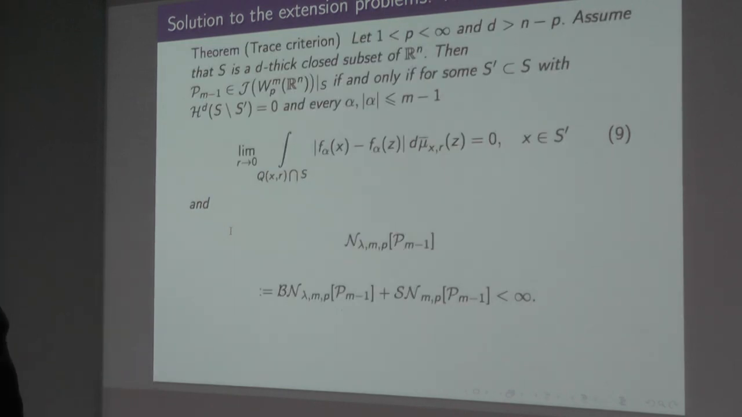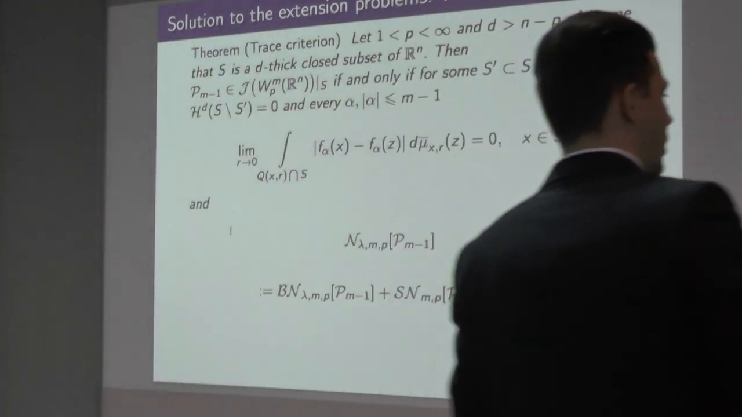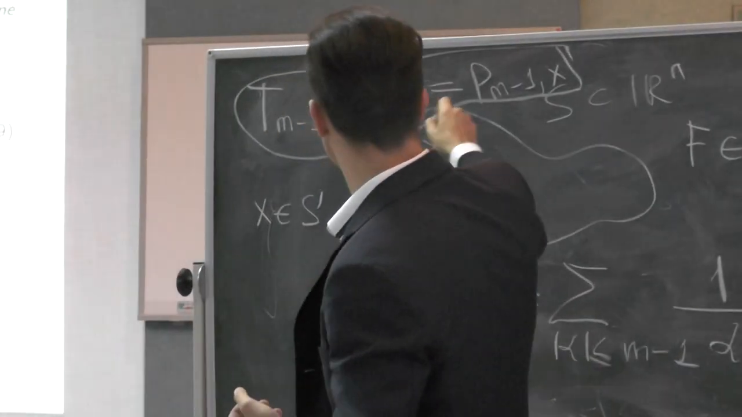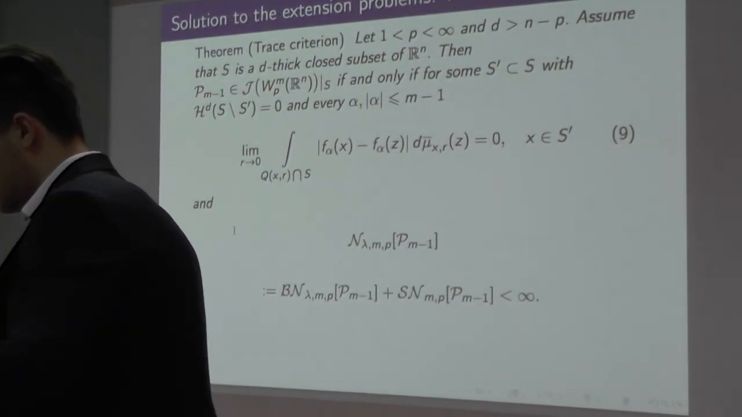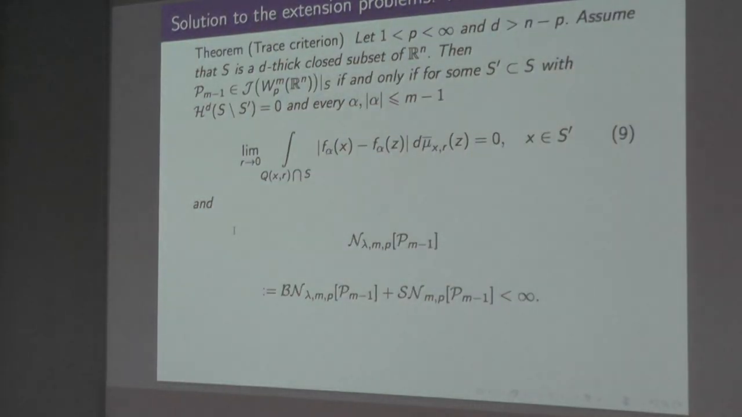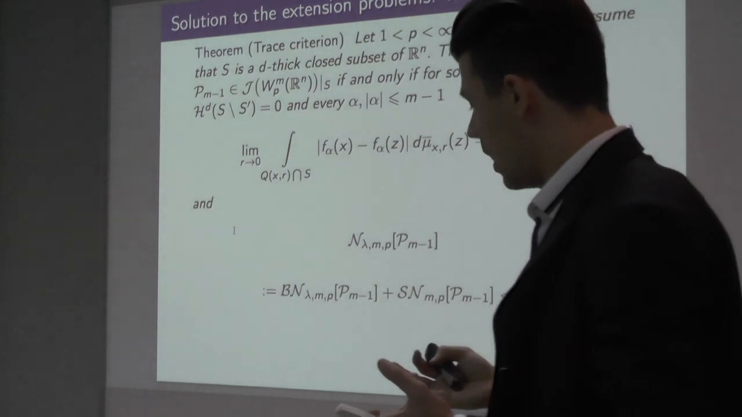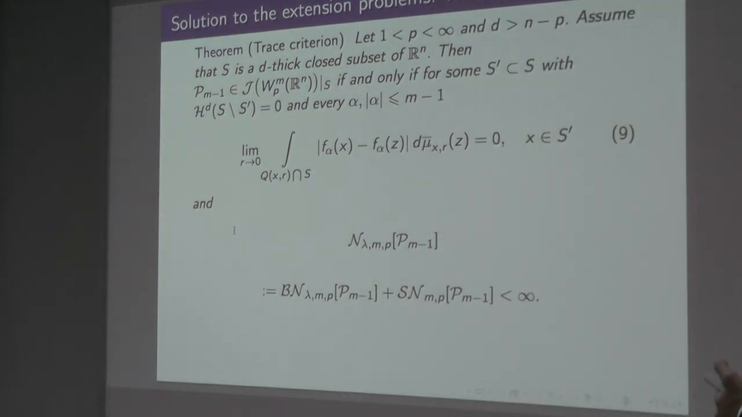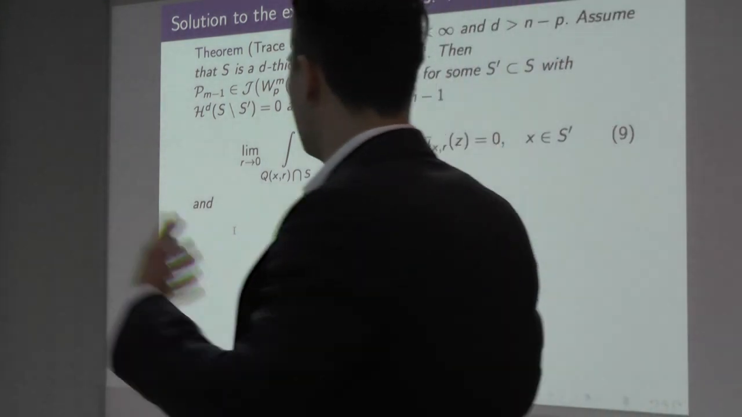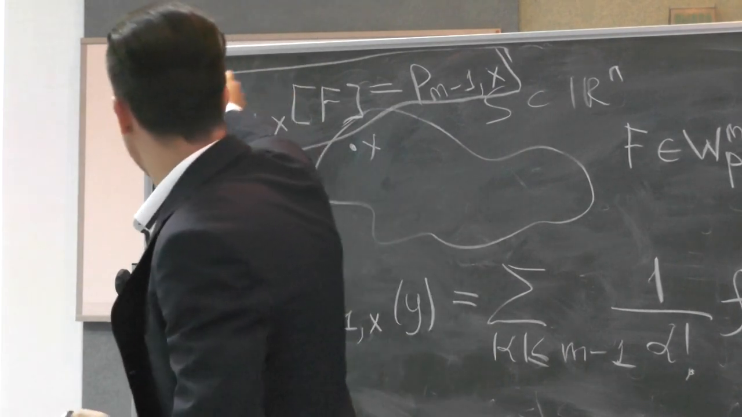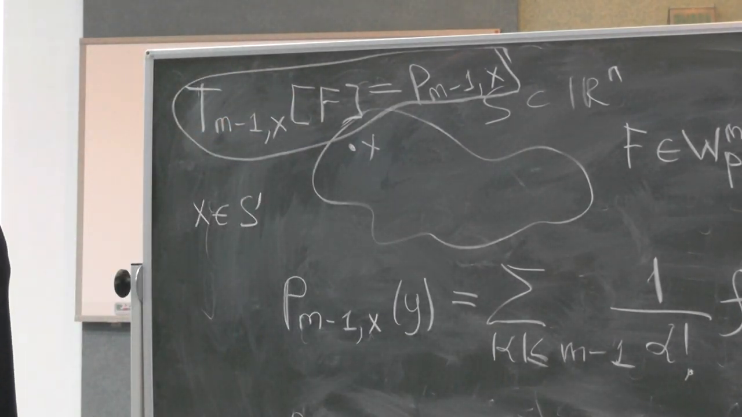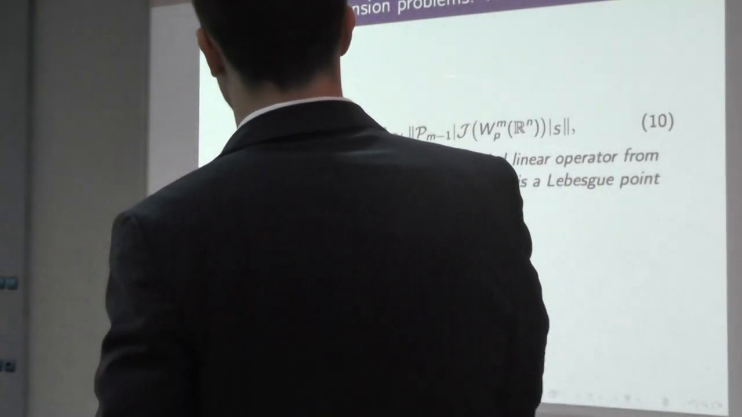Roughly speaking, what is the theorem about? If you have a system of polynomials, so if you have for every point x a polynomial of degree less or equal to m minus 1, and if this functional is finite, and if you have this, then you can extend your Whitney m minus 1 field in such a way that you have a function f from the Sobolev space, and all Taylor polynomials coincide with the given Whitney field. And conversely, if you know that your function belongs to W^m_p, then for Taylor polynomials, the following functional is finite and comparable with the trace norm.